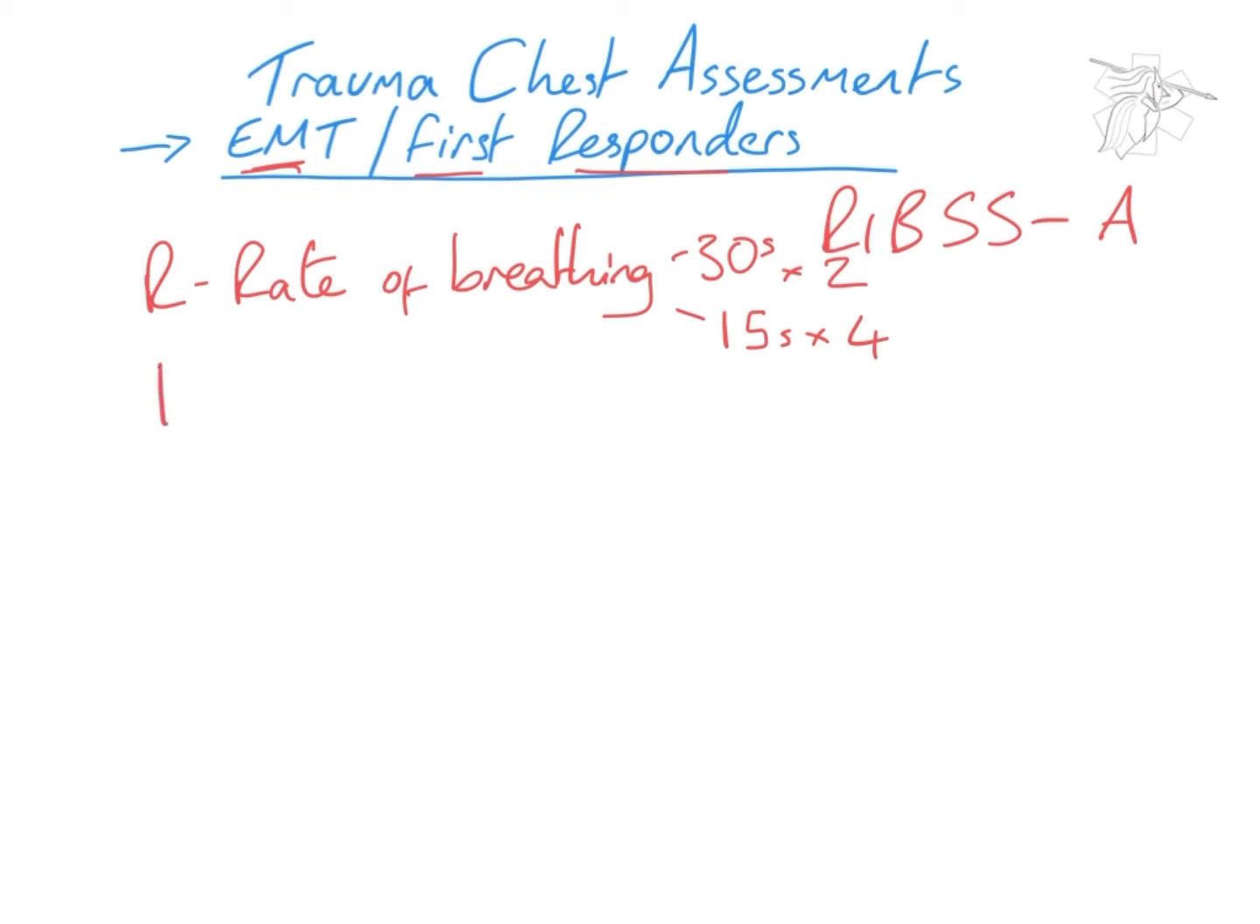Next is I, which is injuries. And we're looking for injuries to the front of the chest, the back, and the sides. So that's physically exposing the chest, getting hands on, and really looking and really being curious, really looking everywhere for any concealed sort of penetrating injuries. Looking for any pattern bruising developing, and looking for any sort of bony deformity along the actual rib cage itself.